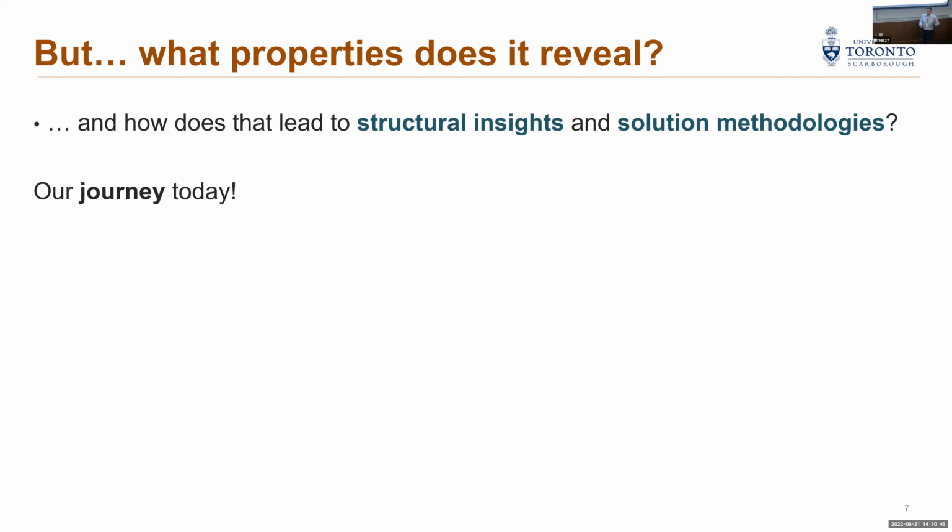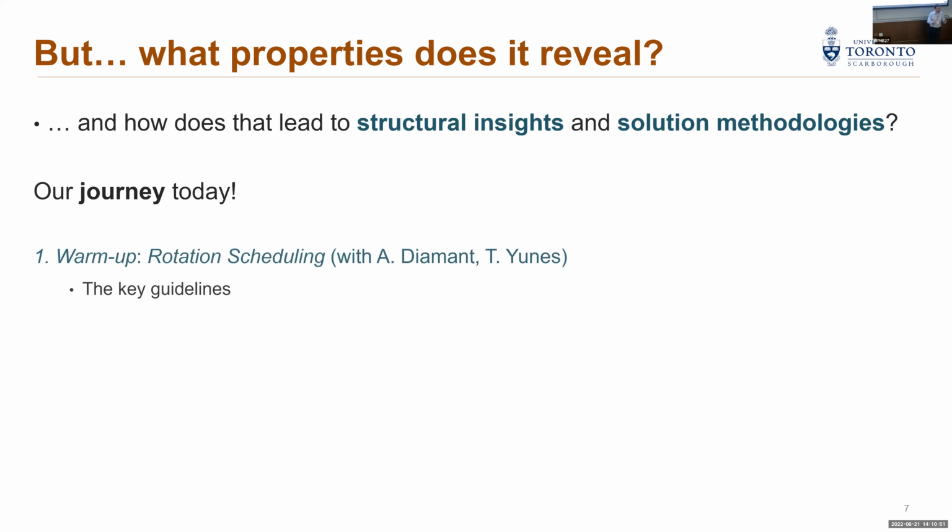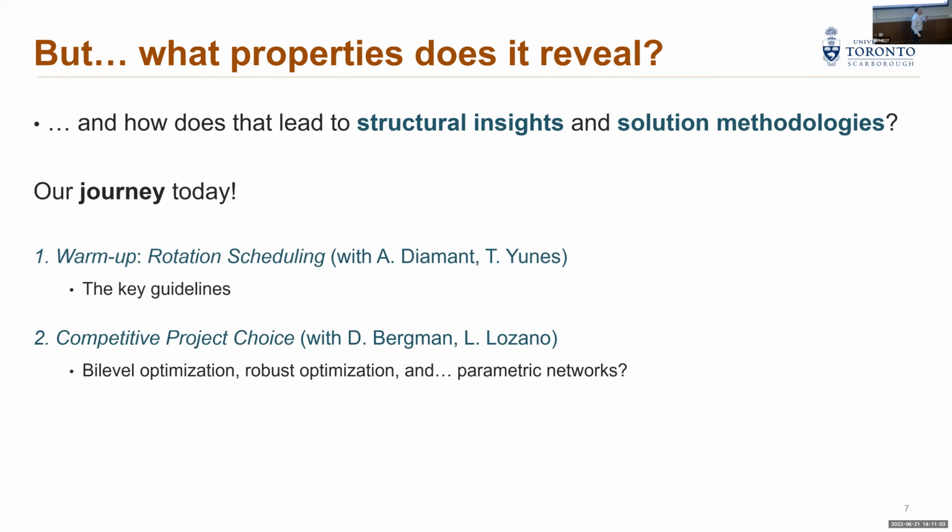So we're going to take 3 problems and we're going to dive deep. We're going to start easy. We're going to start with a walk in the park with a simple problem on rotation scheduling with one contributor at a time, and we're just going to lay out the key guidelines that we're going to use throughout the talk, okay? Then we're going to move to something a little bit harder, second gear, where we're going to talk about competitive project choice. Okay, we're going to talk about bilevel optimization, robust optimization, and I'm going to introduce something a little bit weird, which is going to be parametric networks, but they're going to be amazing.